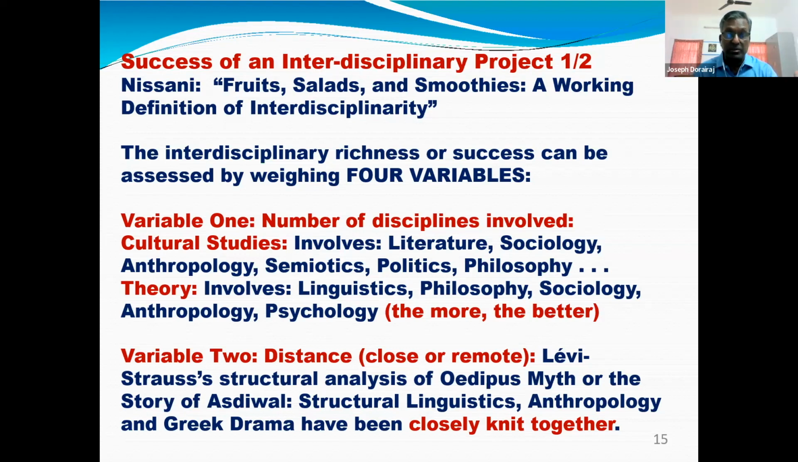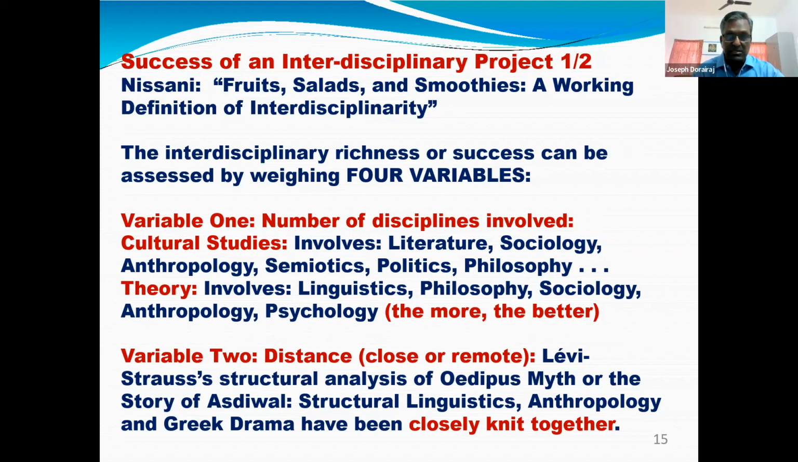So the question is, 2 subjects, 2 disciplines, anthropology and linguistics, have been brought together. But how close? Is there any gap? Is there any difference? Is there any distance? So the second variable according to Nisani is distance. If 2 subjects have been brought together very closely, that is an indicator, that is a mark of success.